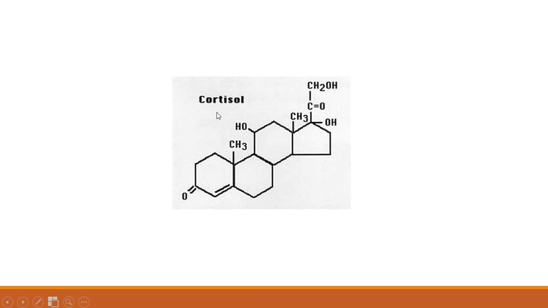Now, if we look at cortisol in more detail, we can see that it resembles cholesterol, and that is because of these 4 carbon rings right here. And that is because cortisol is actually derived from cholesterol. And so, because it is derived from cholesterol, it is lipophilic, and therefore it can cross plasma membranes easily. However, in order to travel in the blood, it must be bound onto a protein.